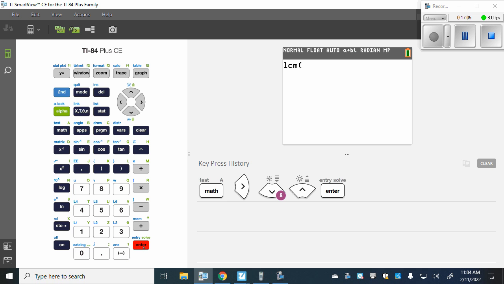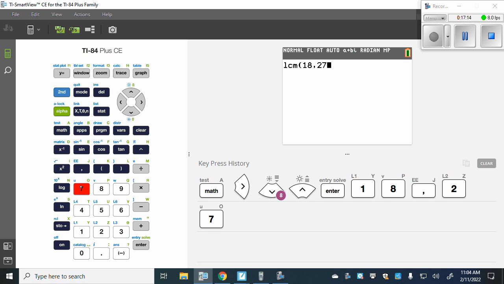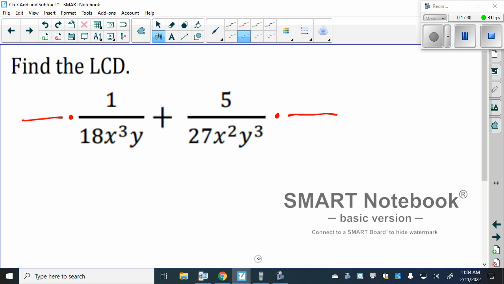And we're looking at 27 and 18, so we can say 18 comma 27. The bigger number doesn't have to go second. We could have said 27 comma 18. Both of those would have worked. And if we hit enter, it tells us that it's 54. And if you like doing the multiples better, that's perfectly fine. It's finding out which way works best for you.